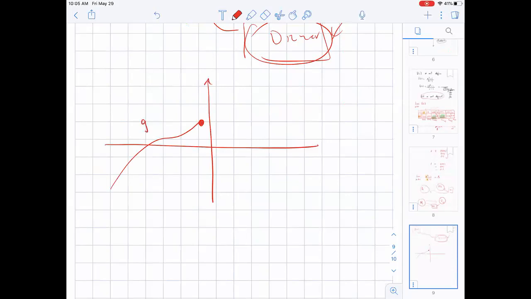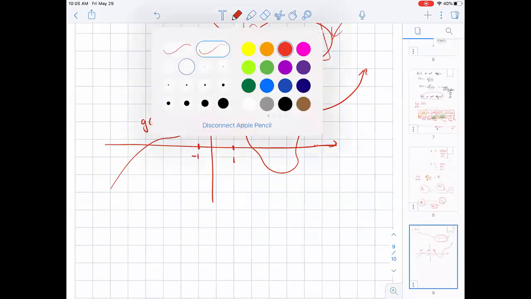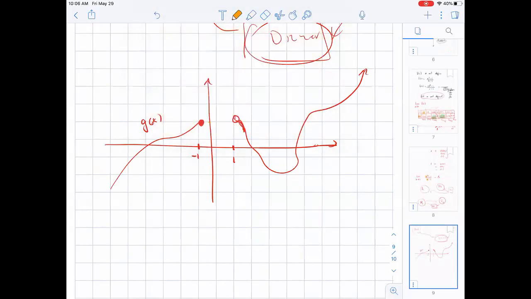Let's call this function g of x. Let's put some values: 1, -1, 1. Let's say this is 1, and this is 1 also. Here is -1.